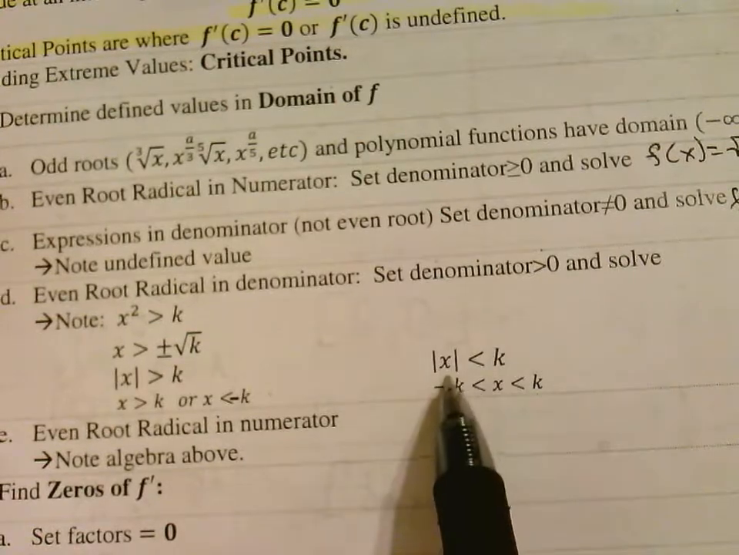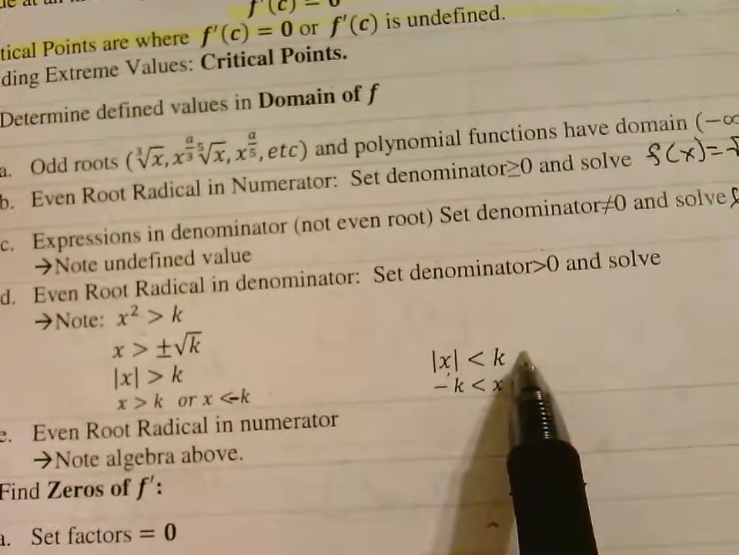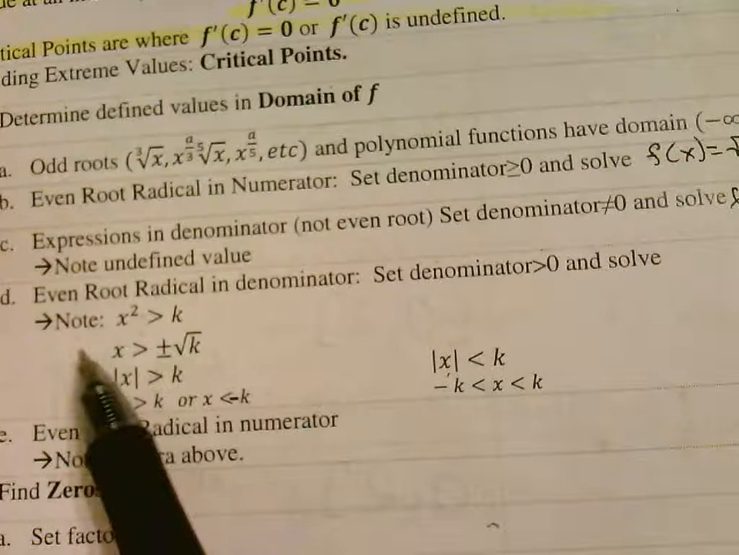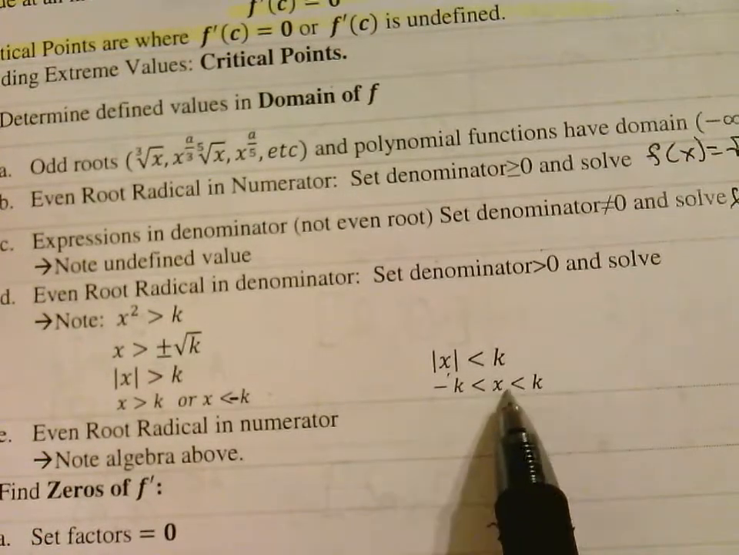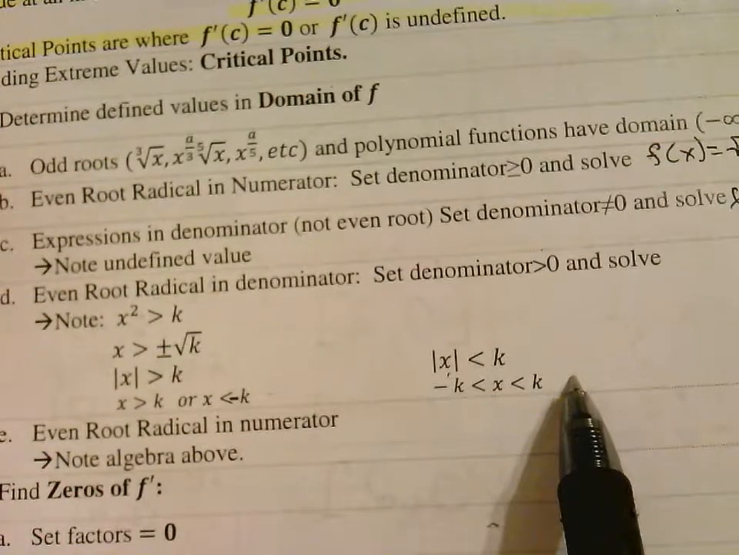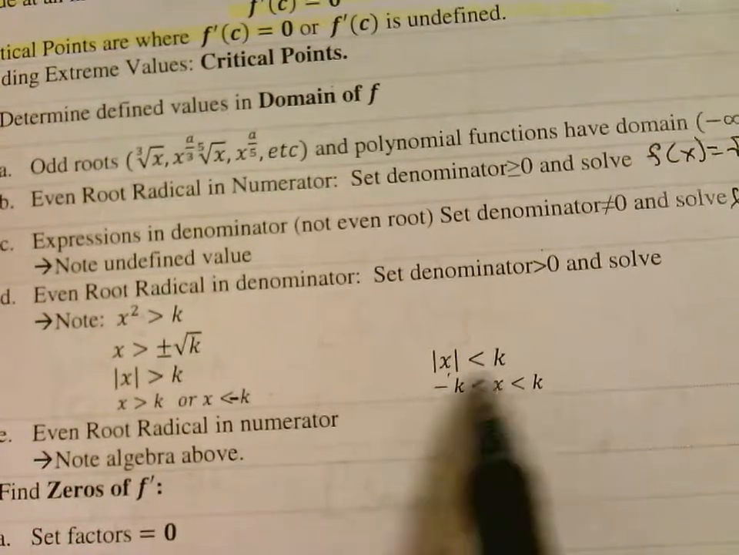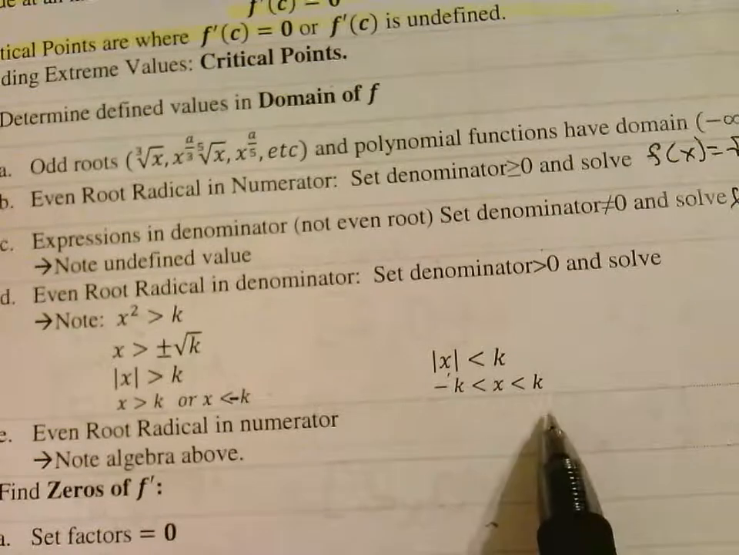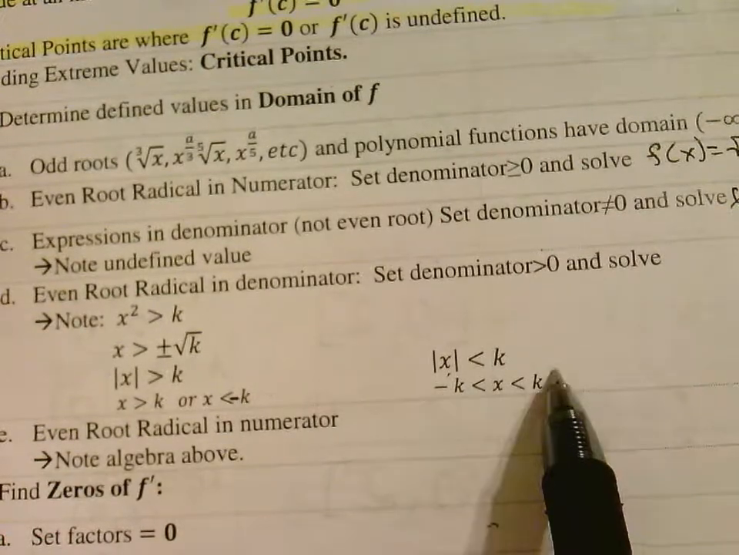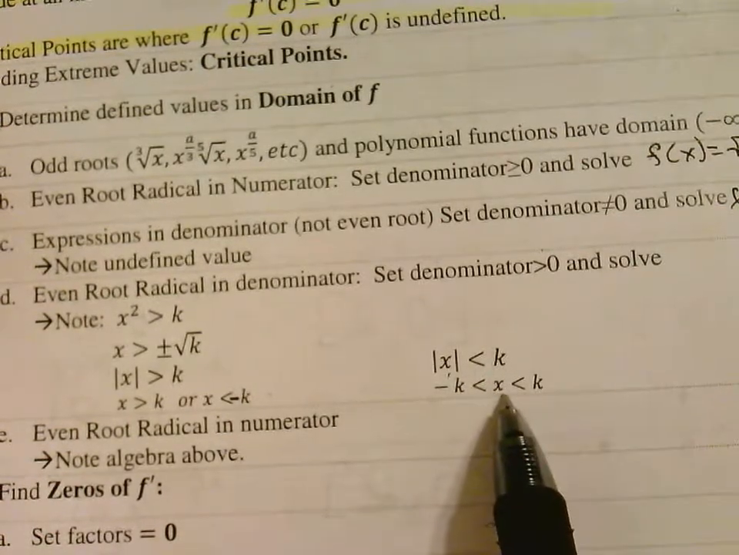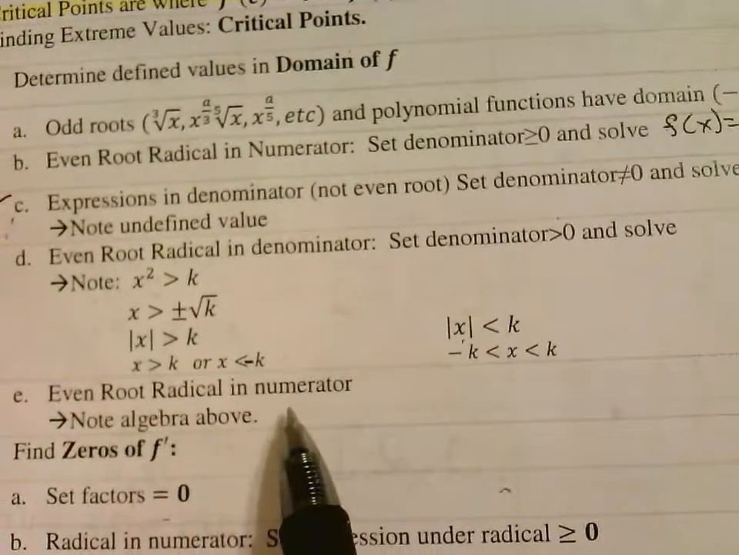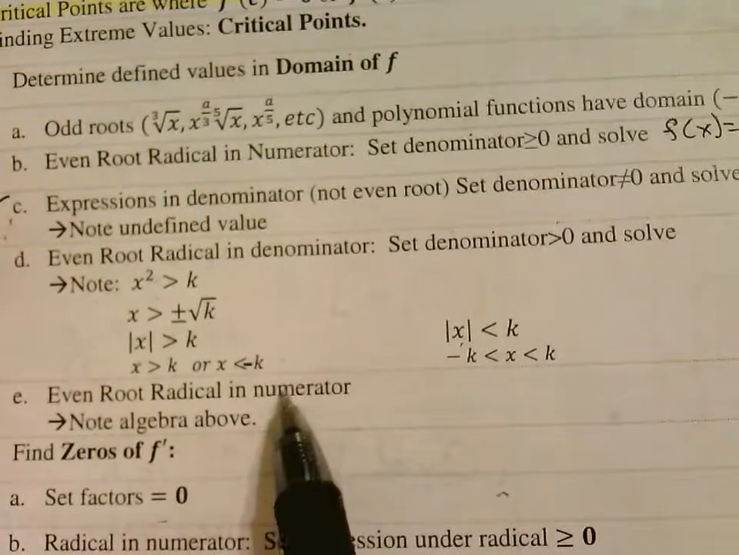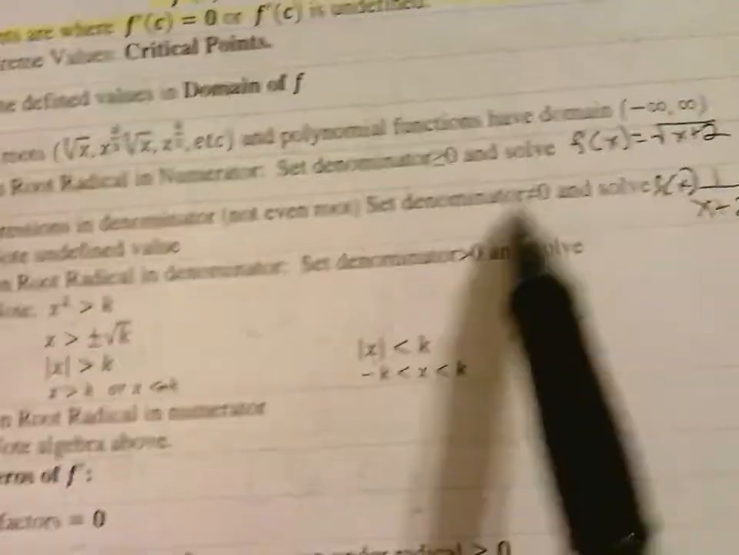Here you have the absolute value of x is less than k. This would be, if you had a negative there, then negative k is less than x is less than k. Okay, so that's anywhere that would be defined in the domain. From negative k to k, that's where underneath the radical is positive. Okay, even root radical in the numerator, just note the algebra above. You just said greater than or equal to, so we did that right there.